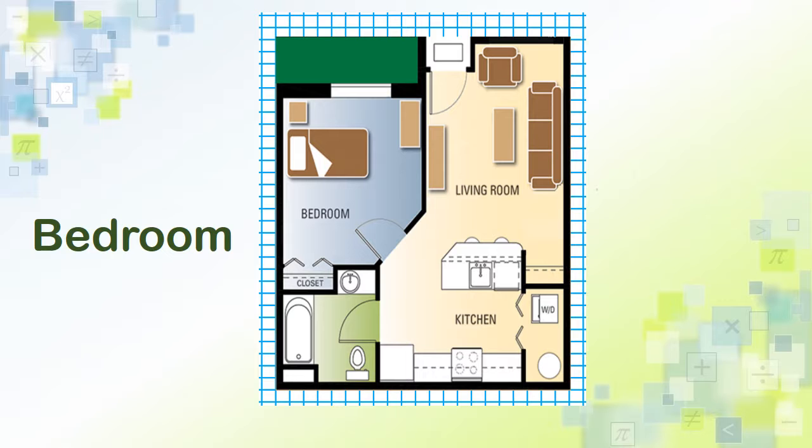Like I said, we're trying to find the area of the bedroom. So we're going to highlight it in blue to show what we're trying to find. Now we can clearly see that it's not a very common figure, it's an irregular polygon. We're going to have to separate it into more common figures.